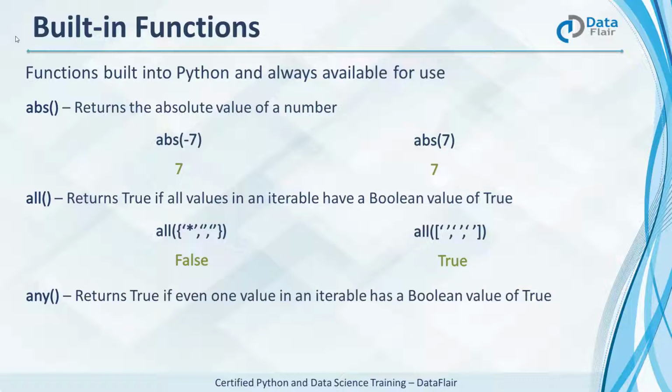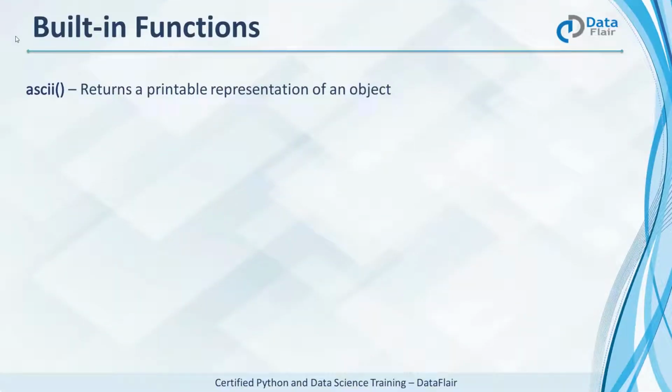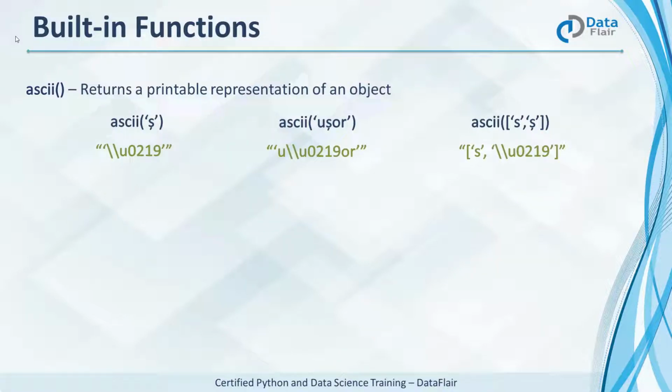Any will return true even if just one value is true. 1 is true, so true. 0 is false. There's no true value here, so false. ASCII returns a printable representation of an object. This is useful when using a foreign alphabet. Here we use a comma under S in the language Romanian.